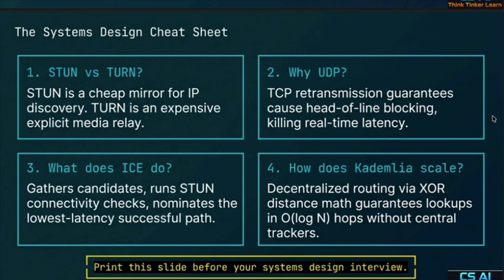To wrap up, here is the system design cheat sheet. Remember, STUN is a mirror, TURN is a relay, and UDP is the only way to beat head-of-line blocking.